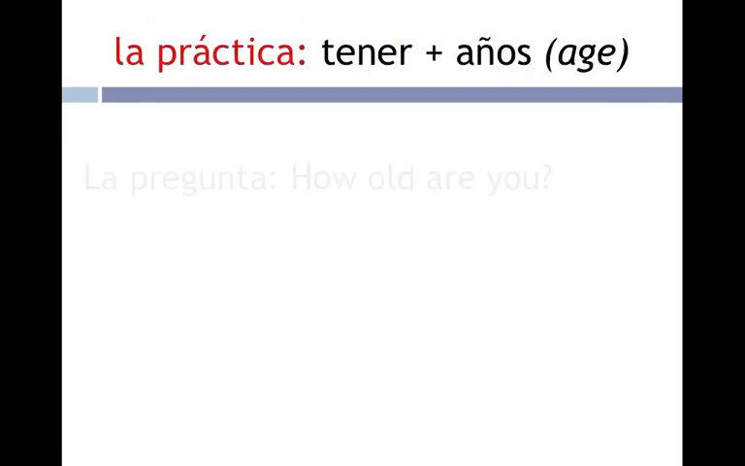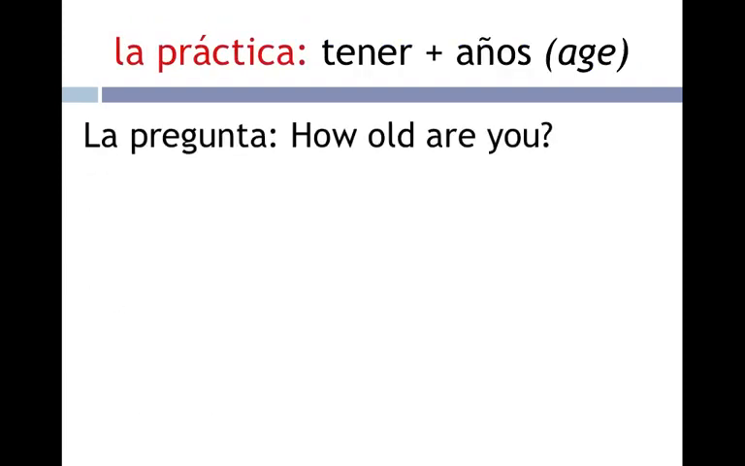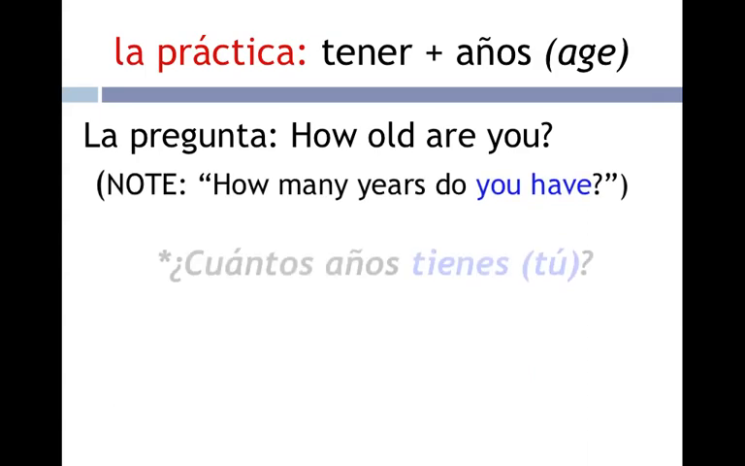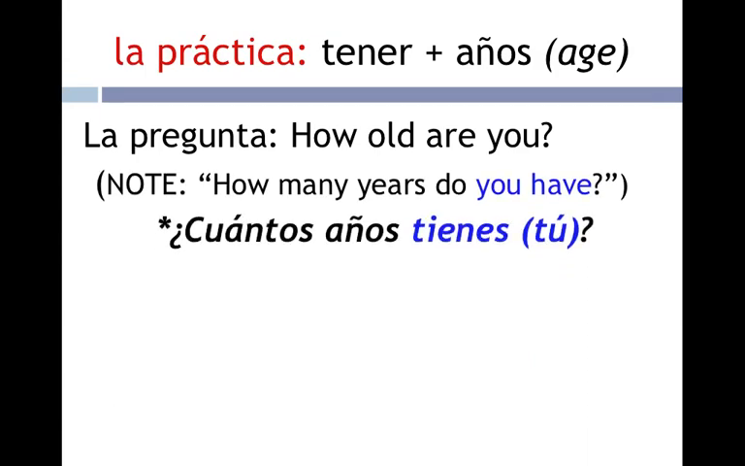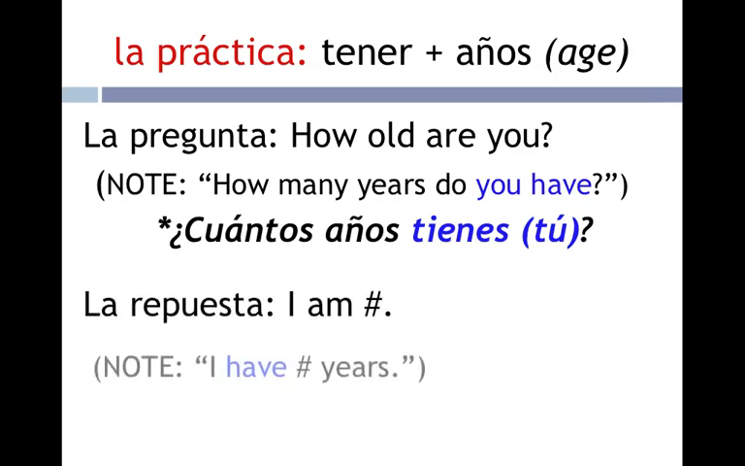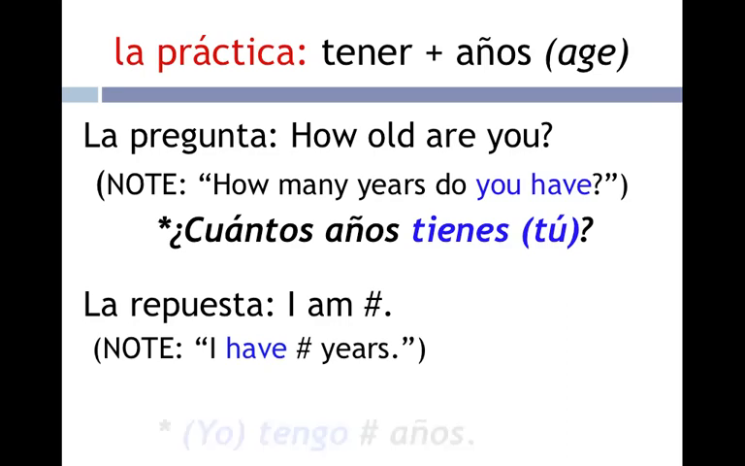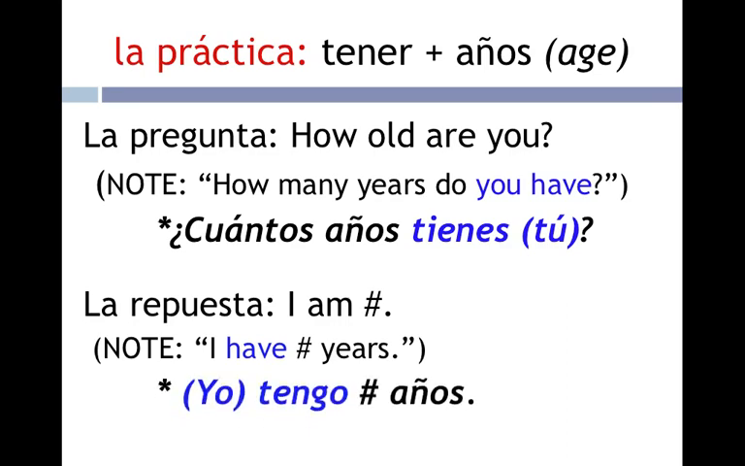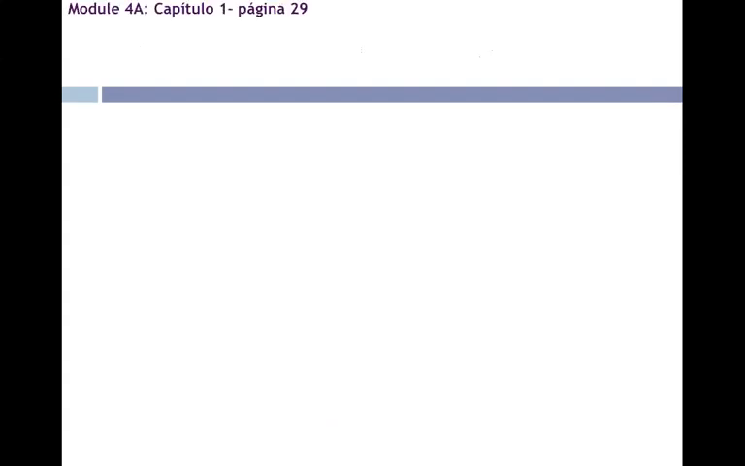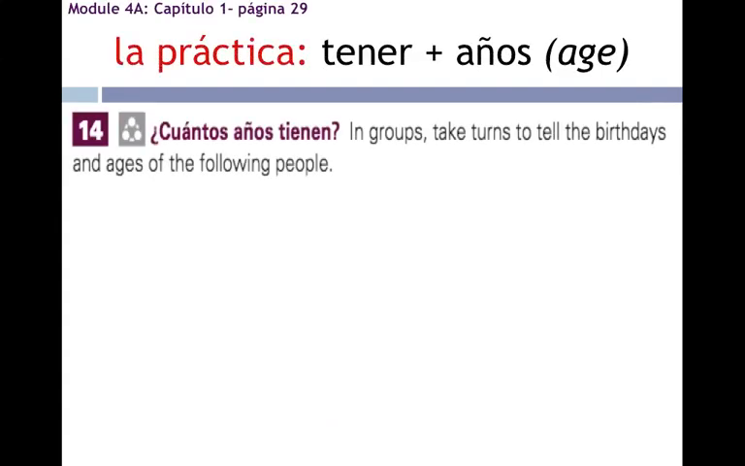Bien. La pregunta, once again, ¿cuántos años tienes? How many years do you have? La respuesta, in English we say I am. In Spanish you need to say I have. Yo tengo, the number of years. La práctica, tener plus años, age.